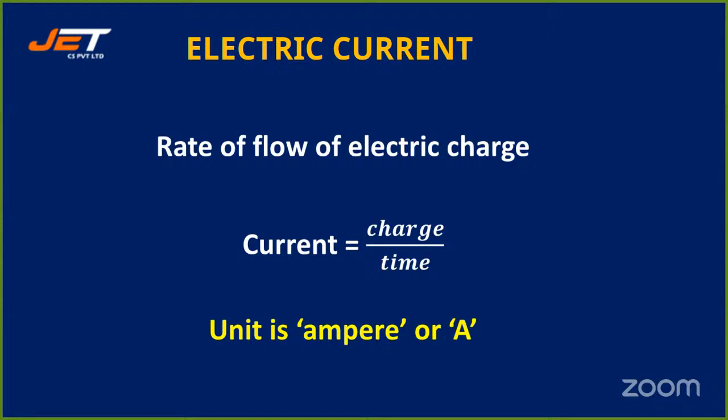So how do we define electric current? The rate of flow of electric charge is called electric current. Formulating the definition, current is equal to charge per unit time. So the rate of flow of charge in 1 second is called electric current. How do we measure electric current? We measure it in amperes, denoted by the capital letter A.